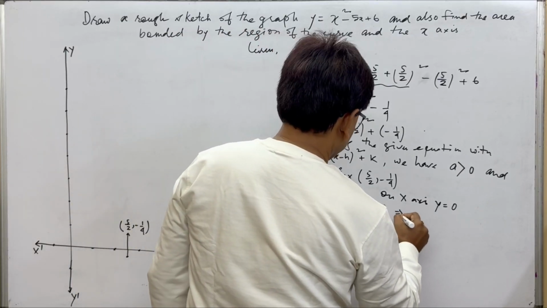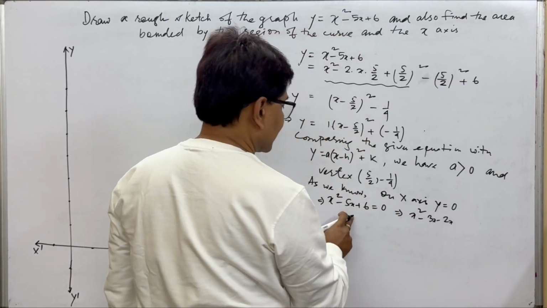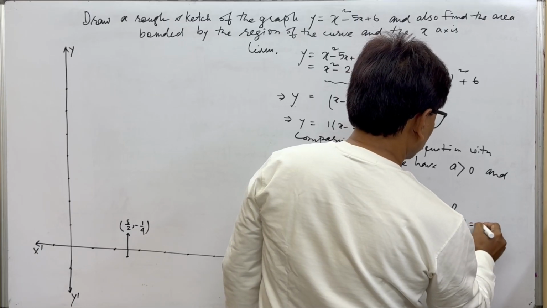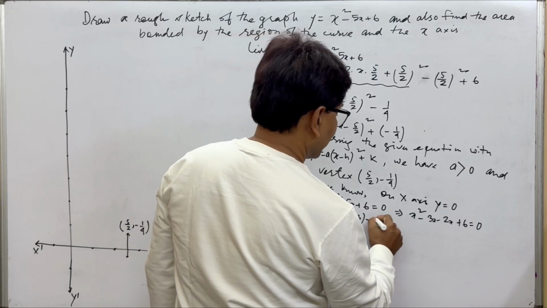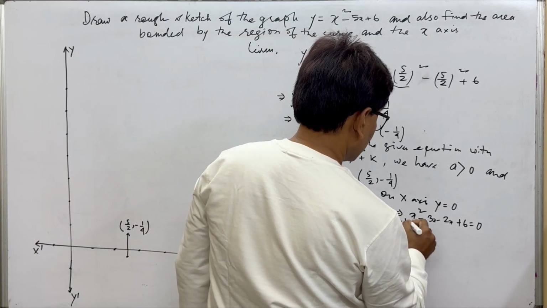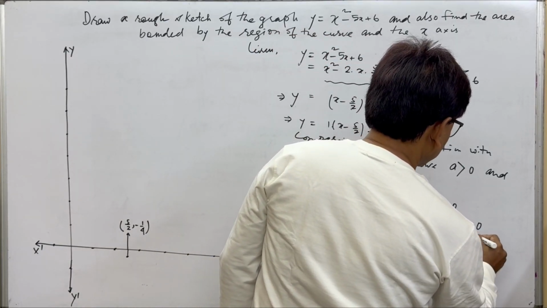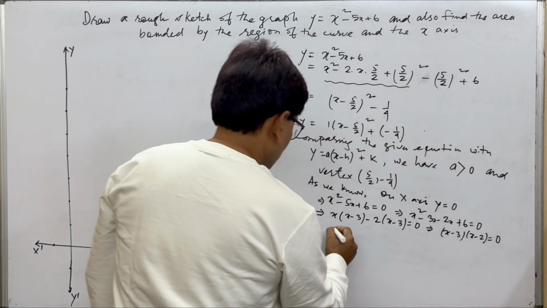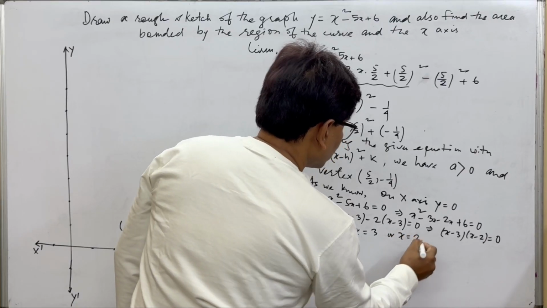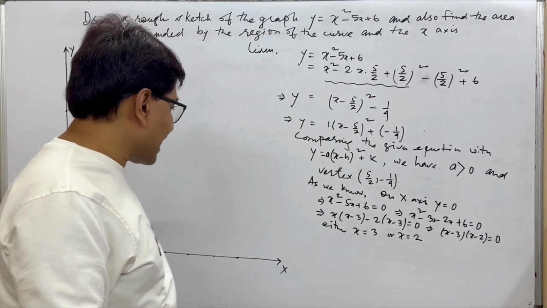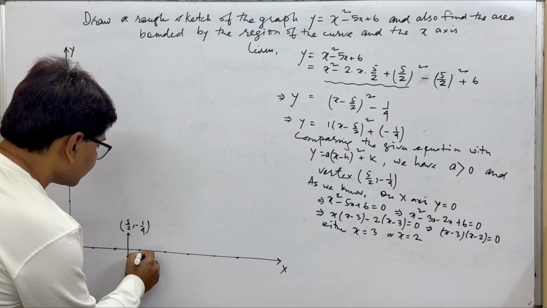If we solve it, what can we get? Now, x square minus 3x minus 2x, because 3 times 2 is 6, plus 6 equals to 0. Further solution, x common, x minus 3 minus 2 times x minus 3 equals to 0. Further, x minus 3 common and x minus 2 equals to 0. So either x equals to 3 or x equals to 2. So easily we can understand, at 3, one point will be, suppose 1, 2, 3, so one point will be 3, 0.